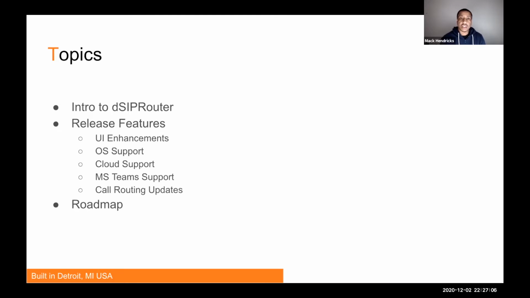So the updates really consist of a set of UI enhancements, enhanced OS support that the community has been asking us about, enhanced cloud support, update to Microsoft Teams support, and also update to how we process inbound calls. And then what we'll do is jump into the roadmap and give you an understanding of what the next set of releases are going to look like, and some understanding of why we're adding certain features to dSIPRouter. So let's jump into the intro.